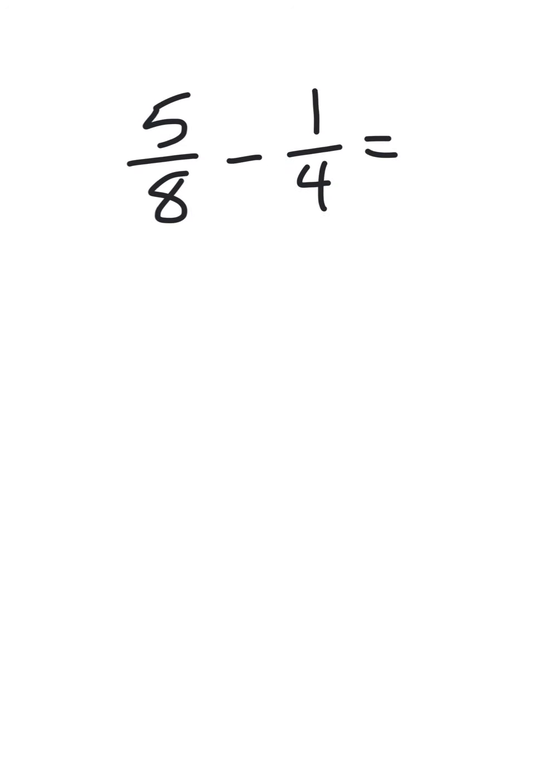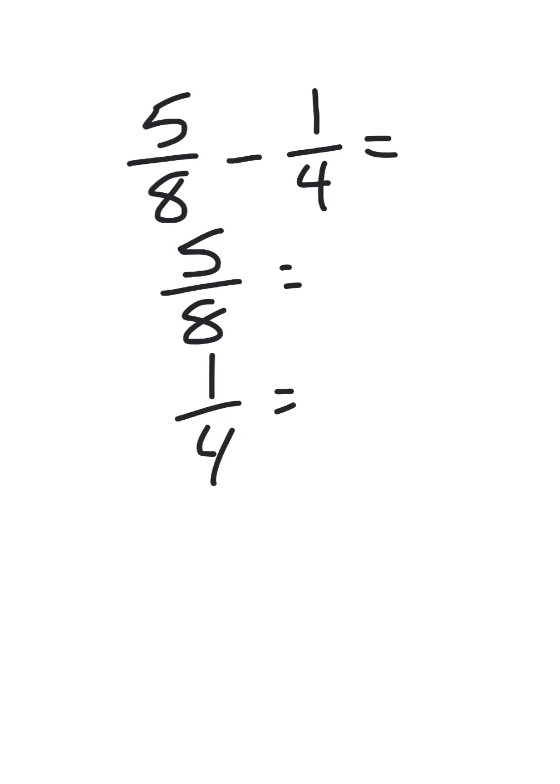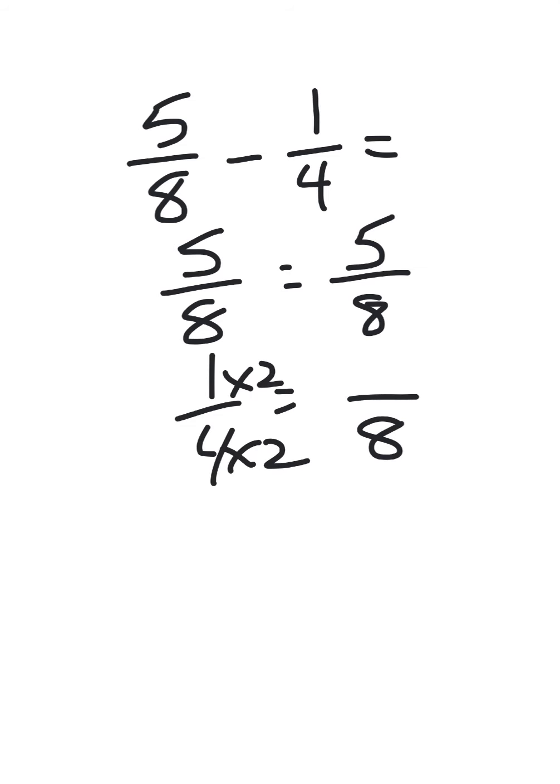For subtraction, same idea. You'll just find common denominators. Instead of comparing them, you just subtract the top numbers. Between 4 and 8, I'm going to use 8. Can you use 32? Sure, that works. 16 works. Whatever they both can go into works fine. 5/8 is the same as 5/8. And then 4 to 8 is times 2. 1 times 2 is 2. So I have 5/8 minus 2/8. So I take 5/8 minus the 2/8. And I get 3/8.